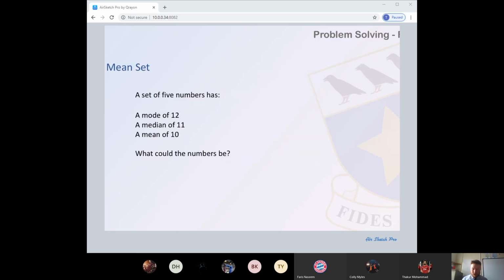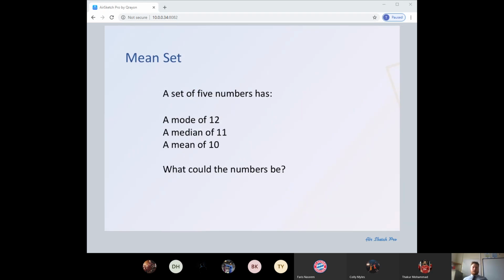Okay, let's go on to another one. In fact, this will be the last question, and then we can wrap up for the day. So we've got, let's zoom this in a little bit. There we go, like that. A set of 5 numbers has a mode of 12, a median of 11, and a mean of 10. What could the numbers be?